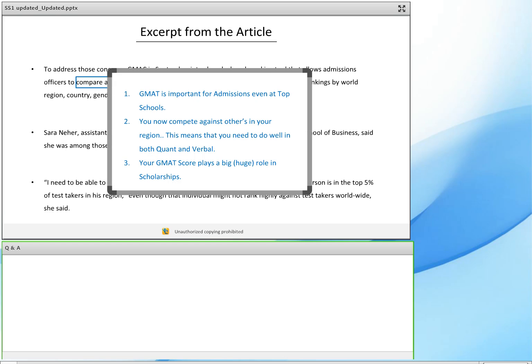The other piece, which all of us knew and was formally disclosed for the first time by B schools, was the role that your GMAT score plays when it comes to scholarships.